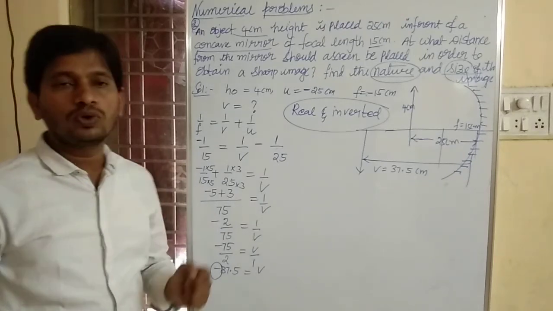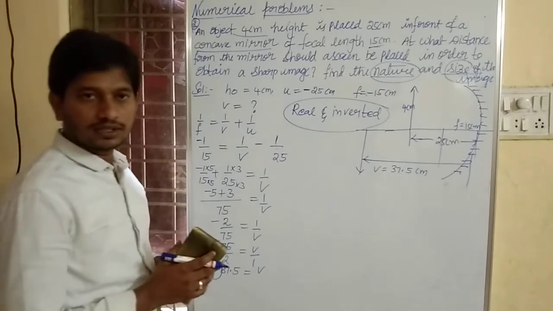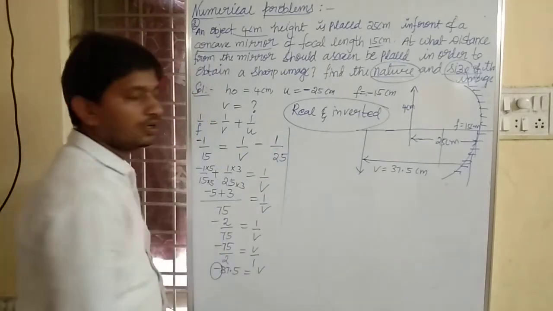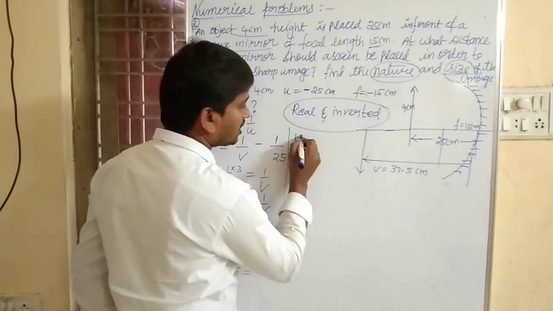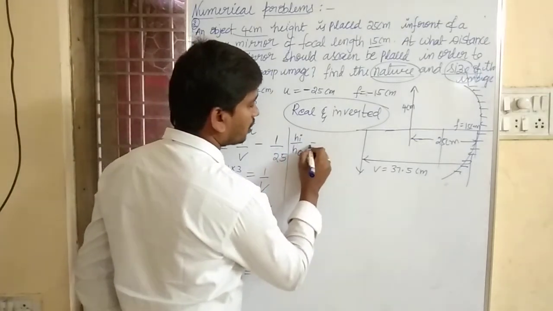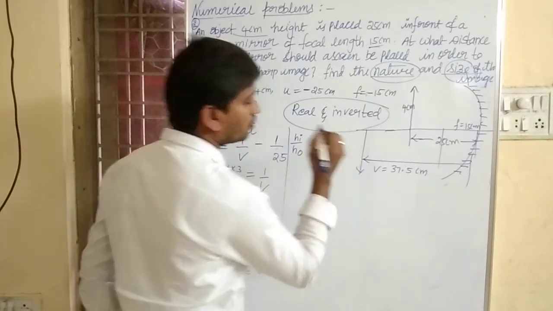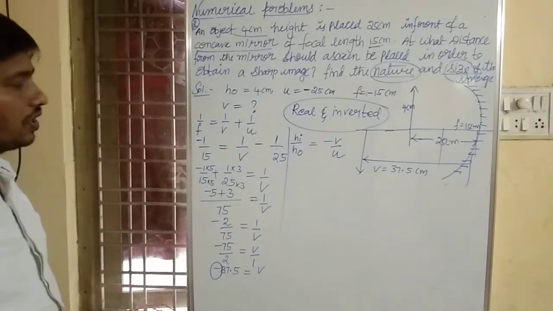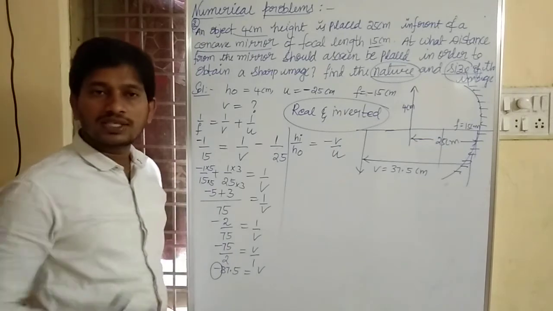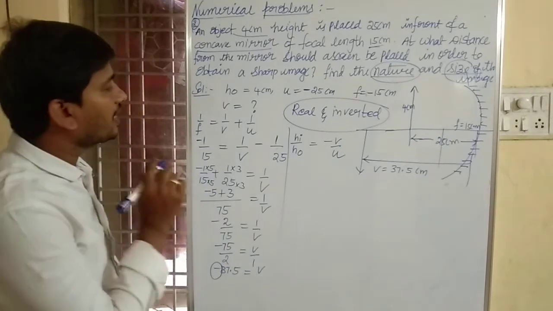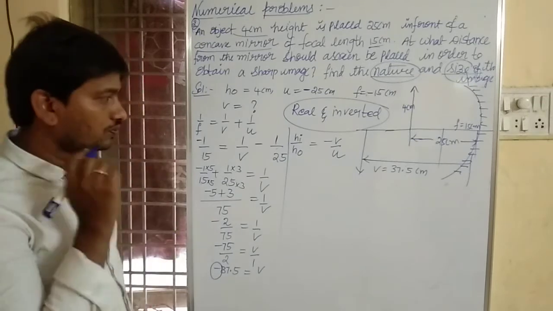We have to find out what is the size of the image. We have the formula magnification m equal to hi by h naught equal to minus v by u. You have to remember this formula. For calculating numericals, it will be very helpful. hi by h naught equal to minus v by u.